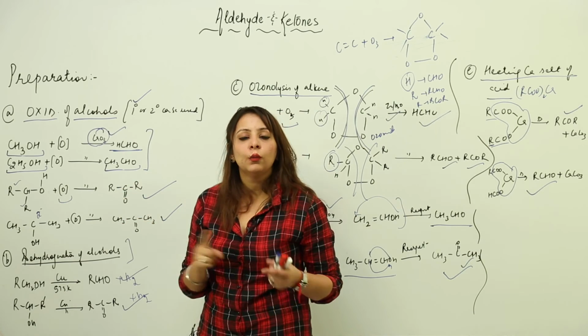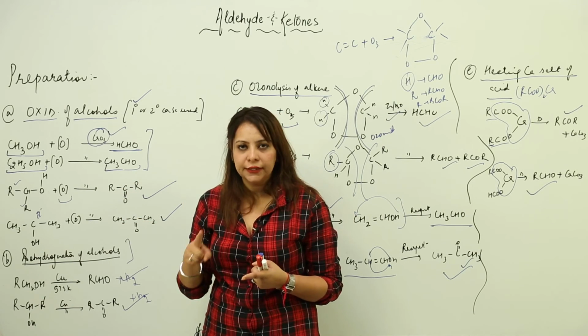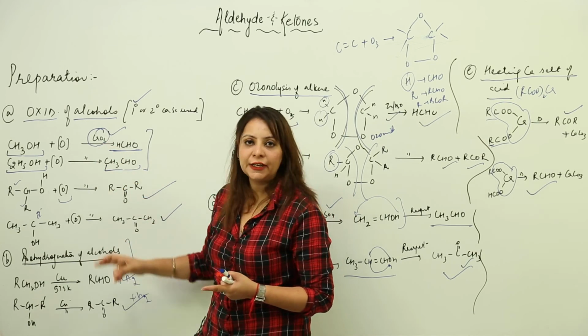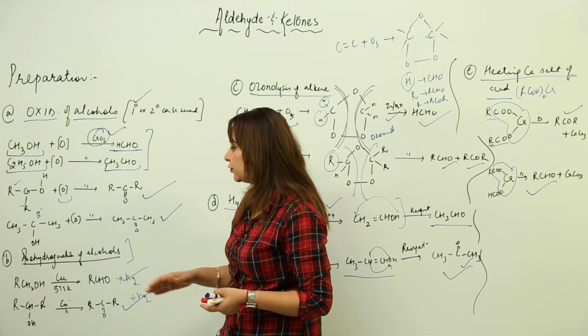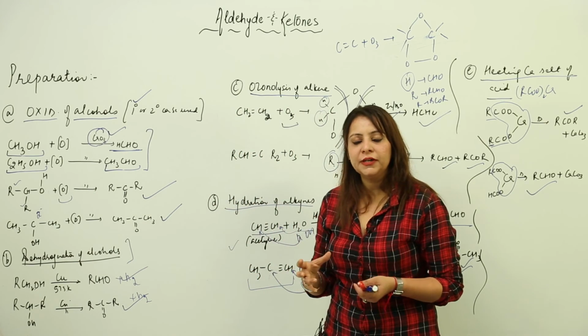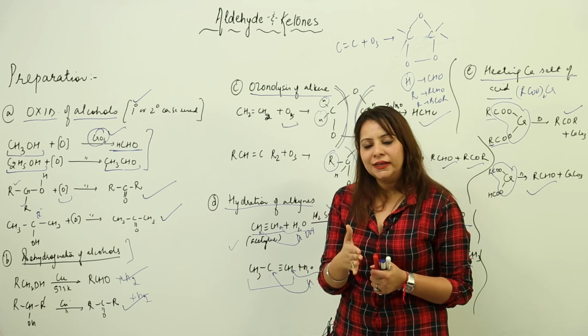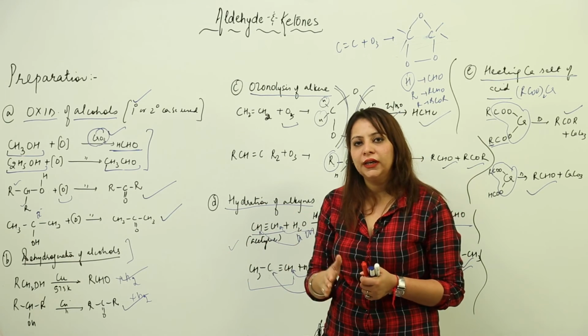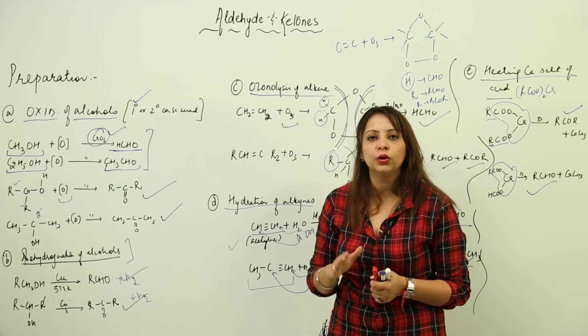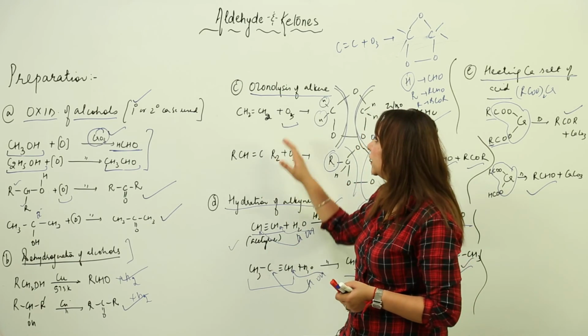Oxidation of alcohol: 1 degree yields aldehyde, 2 degree yields ketones, right. You need to stop the reaction at the aldehyde stage. Dehydrogenation of alcohols: you pass it through copper at 573 Kelvin. When you take 1 degree alcohol, it turns into an aldehyde, and 2 degree alcohol always gives rise to a ketone. Third is ozonolysis.